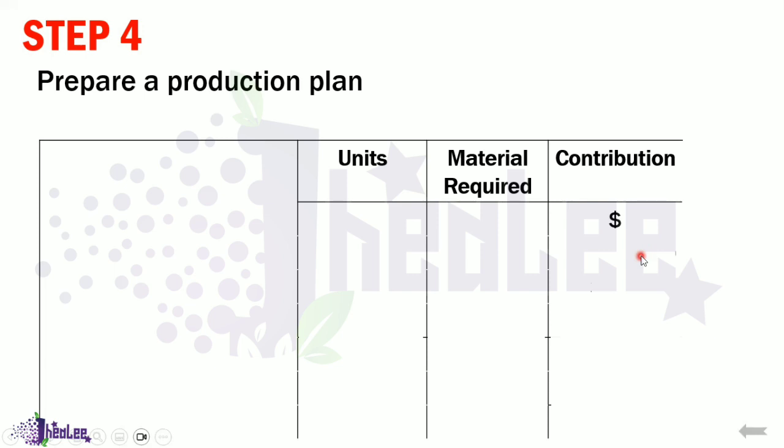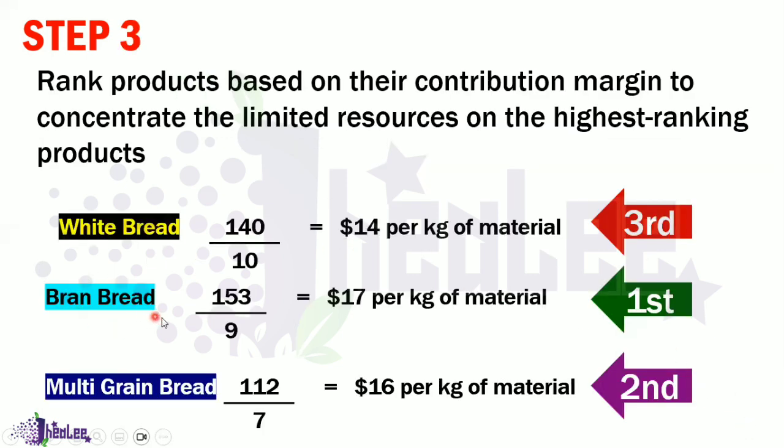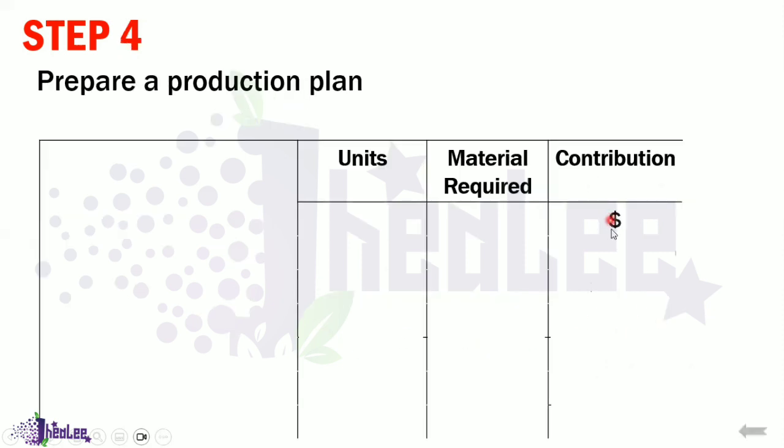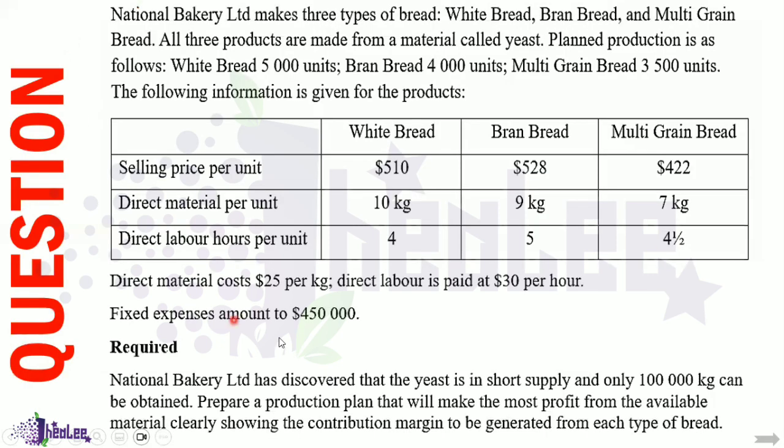All right, so based on our previous stage, we see that the bran bread should be given priority in being produced first. And why? Because the contribution per limiting factor is higher than the others. So we are going to look at producing the bran bread first. Now, based on the question, the business planned to produce 4,000 units.